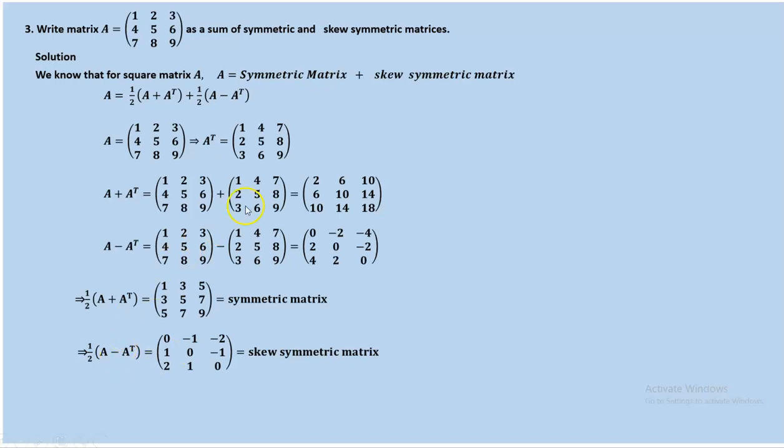So the next task is a matter of adding the last two matrices obtained. If you take the sum of the last two matrices, you will obtain matrix A. So in such a way, whatever square matrix is given, we can write that matrix as a sum of symmetric and skew-symmetric matrices. I hope you have understood it. Now what comes next is question number 4.